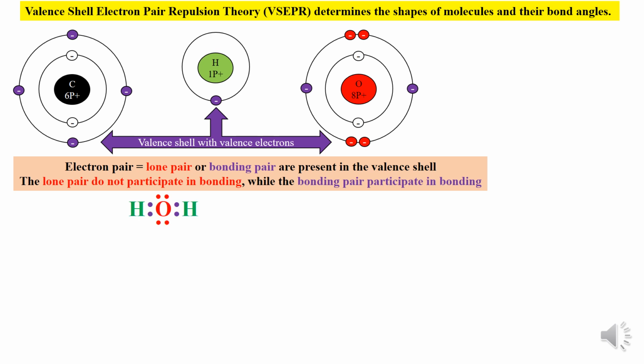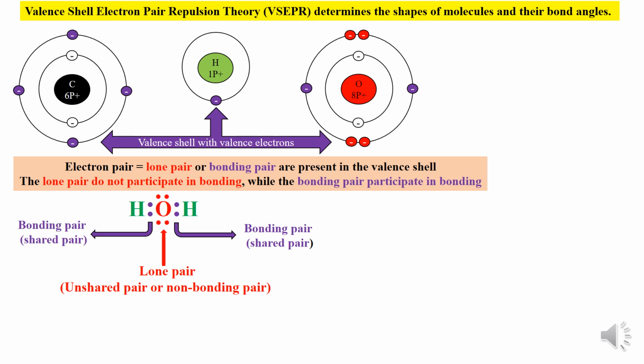So in case of water molecule, you find 2 lone pairs of electrons highlighted in red. An oxygen atom has 2 electrons in its outermost shell that participate in the chemical bonding process. Now the electrons that participate in the chemical bonding process are highlighted in violet color, while the lone pairs are highlighted in red color. So there are 2 lone pairs of electrons on the oxygen atom, also called unshared pair or non-bonding pair. And the 2 bonding pairs are called shared pair of electrons.